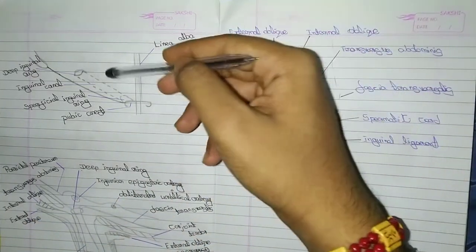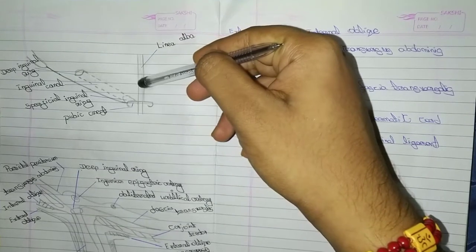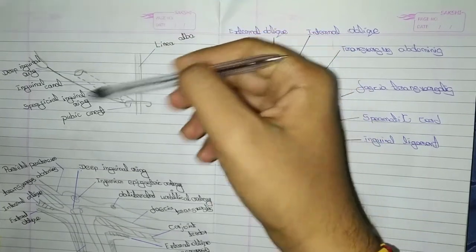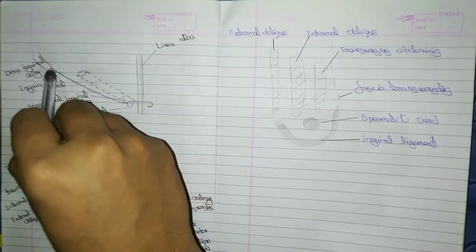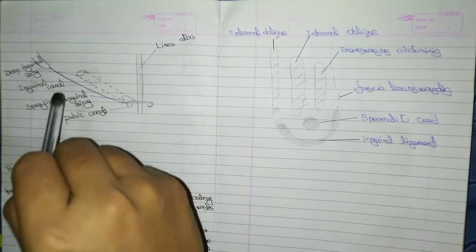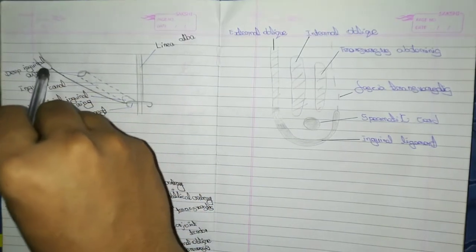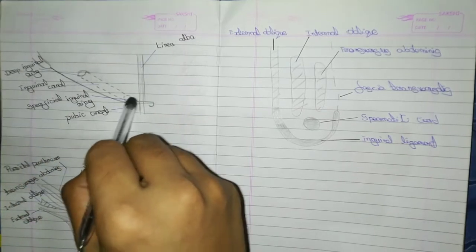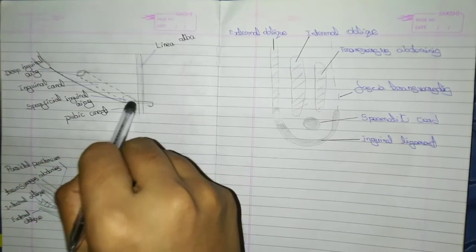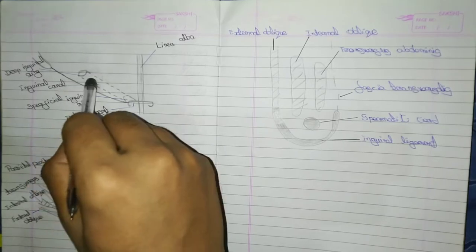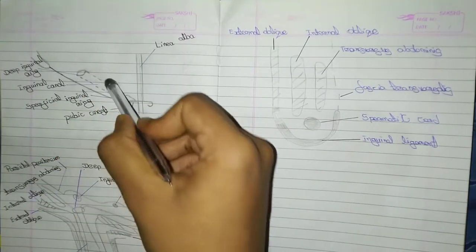Inguinal canal is an oblique intermuscular passage in the lower part of anterior abdominal wall, which is parallel to the inguinal ligament. Inguinal ligament is the one ligament that extends between the anterior superior iliac spine to the pubic crest. It is parallel to the inguinal ligament.